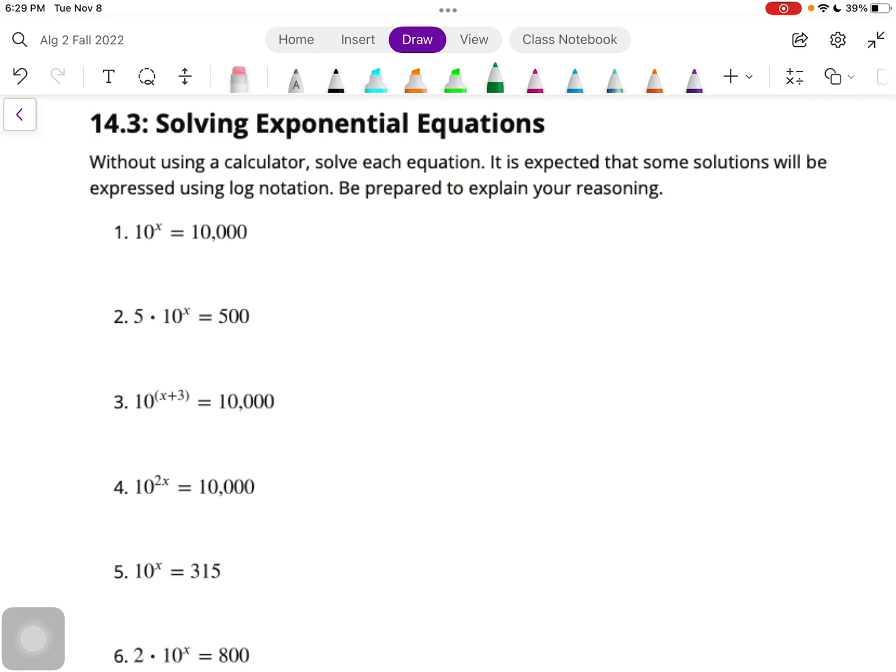Okay, so 10 to the x is equal to 10,000. Well, how many zeros are there? You can look at that as log base 10 of 10,000 equals x.